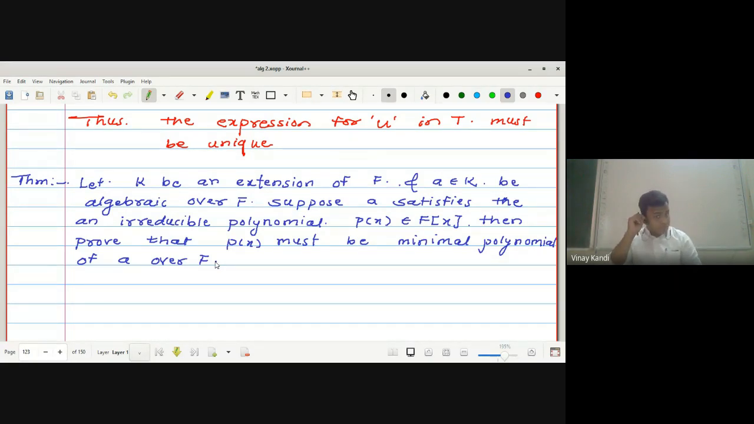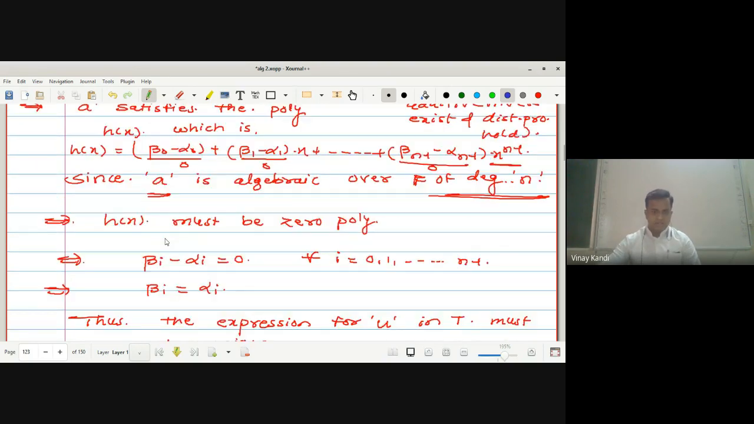Theorem. Let K be an extension of a field F, and A belongs to K be an algebraic element over F. It means that A satisfies a polynomial of degree n. And suppose A satisfies the irreducible polynomial P of x belongs to capital F of x, then prove that P of x is the minimal polynomial for A. Okay, this theorem we have to prove, and its converse we have already proved. Look at this one.